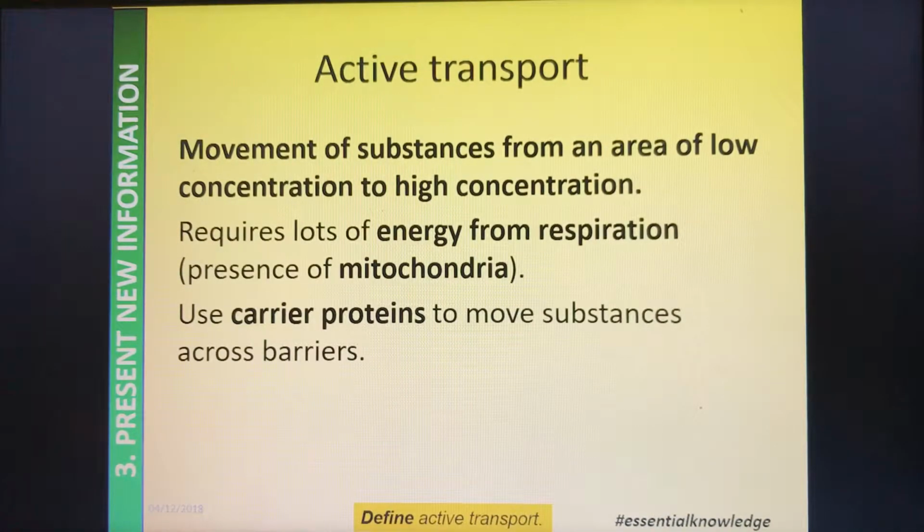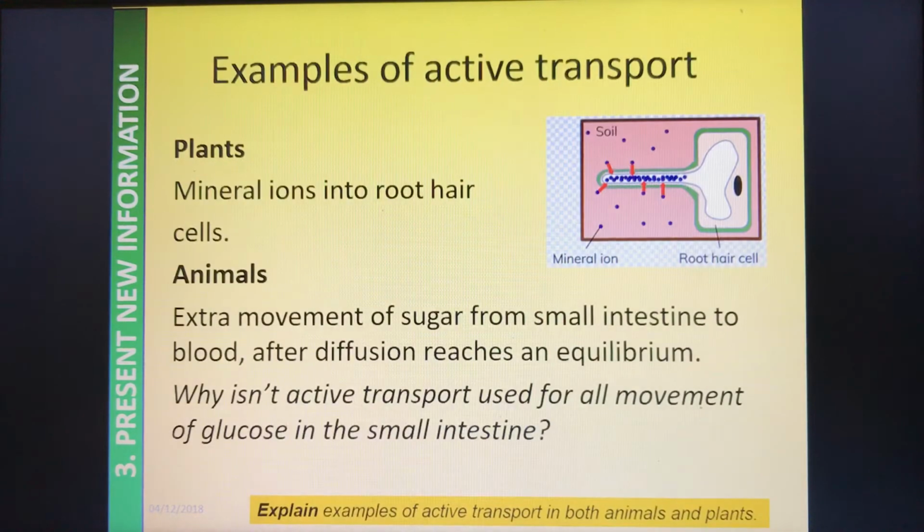So a summary of that: active transport is the movement of substances from an area of low concentration to an area of high concentration, and it uses lots of energy. The energy is from respiration, which takes place in the mitochondria, so the energy is coming from the glucose, okay? And when the glucose is broken down in respiration, the energy is released, and it uses carrier proteins, and the carrier proteins are those helping hands pulling the molecules from one side to the other, and they require the energy to do that process.